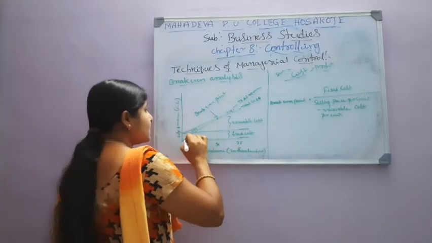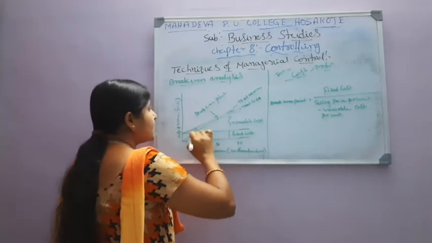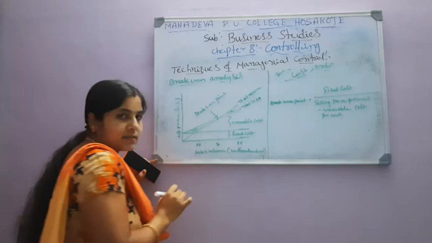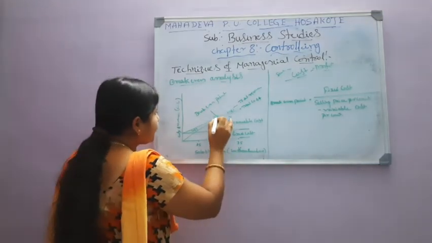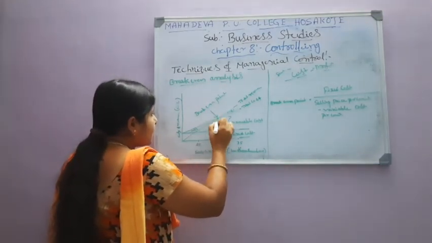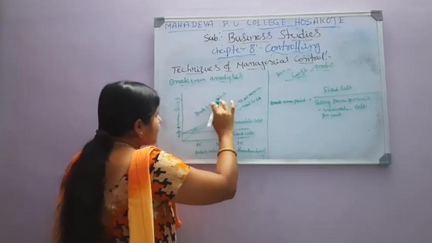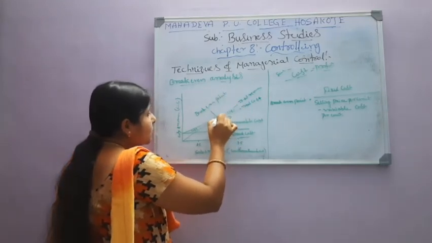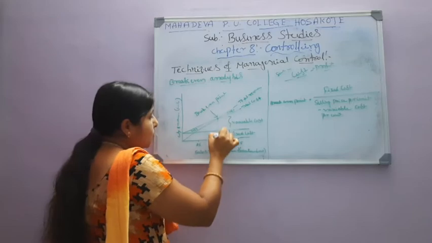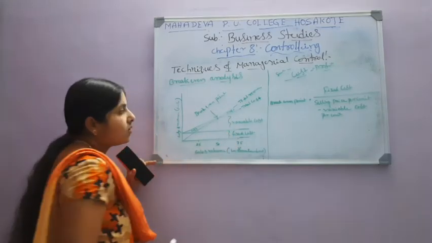A business sometimes has certain profits and also losses. This point shows the break-even point, meaning at this point we analyze that there is no profit and no losses.